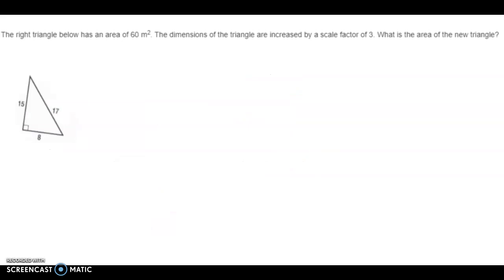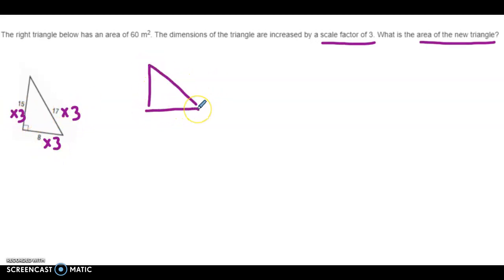The right triangle below has an area of 60 meters squared. The dimensions of the triangle are increased by a scale factor of 3. What is the area of the new triangle? All right, so first thing I'm going to do is take care of the scale factor of 3. That means I'm making it 3 times bigger. So on each of these sides, I need to multiply by 3. I need to make each of these sides 3 times bigger. So I'm going to draw the dimensions of my new triangle after I multiply each of those by 3.